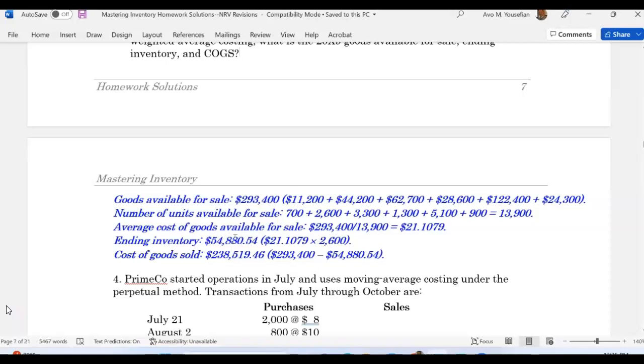Ending inventory, less available of 293,000, gives you cost of goods sold. So ending inventory less available gives you cost of goods sold.